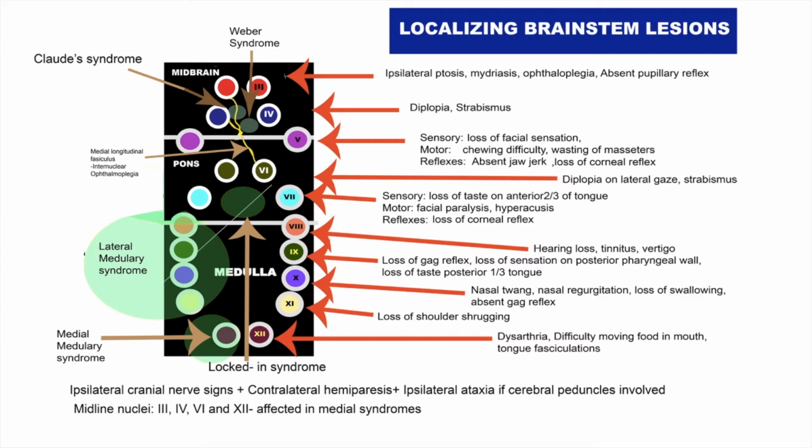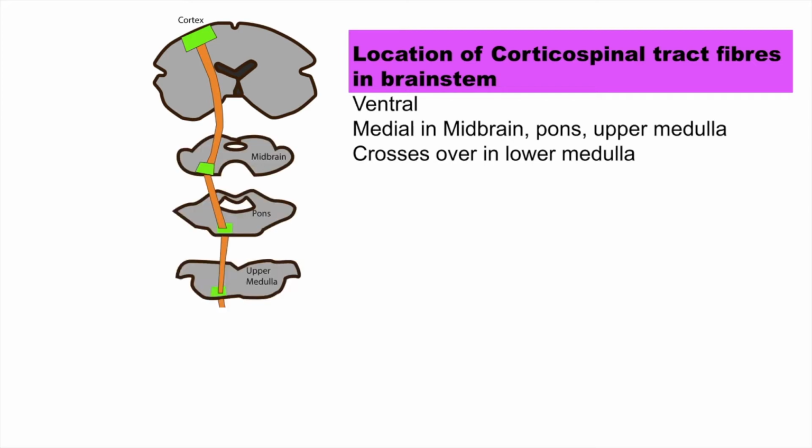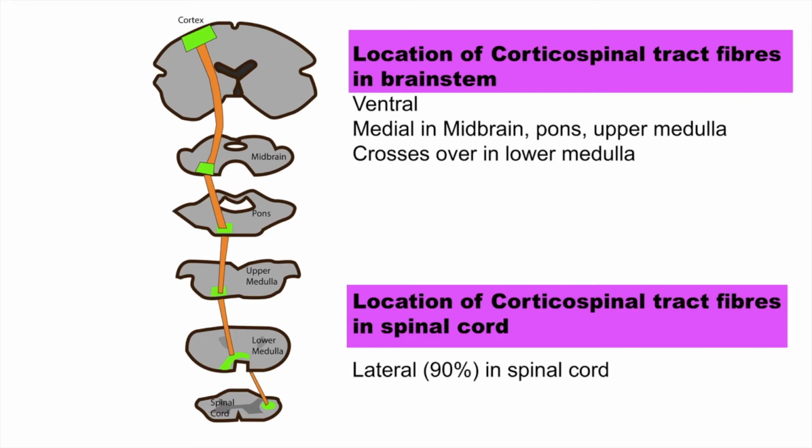In brainstem lesions, you get ipsilateral cranial nerve signs along with contralateral hemiparesis and ipsilateral ataxia if the cerebral peduncles are involved. To note that in the midbrain, pons, and upper medulla, the corticospinal tract is ventral and medial, while in the spinal cord, after crossing over in the lower part of the medulla, it is lateral in location. 90% of the fibers are lateral, while 10% are ventral and medial.